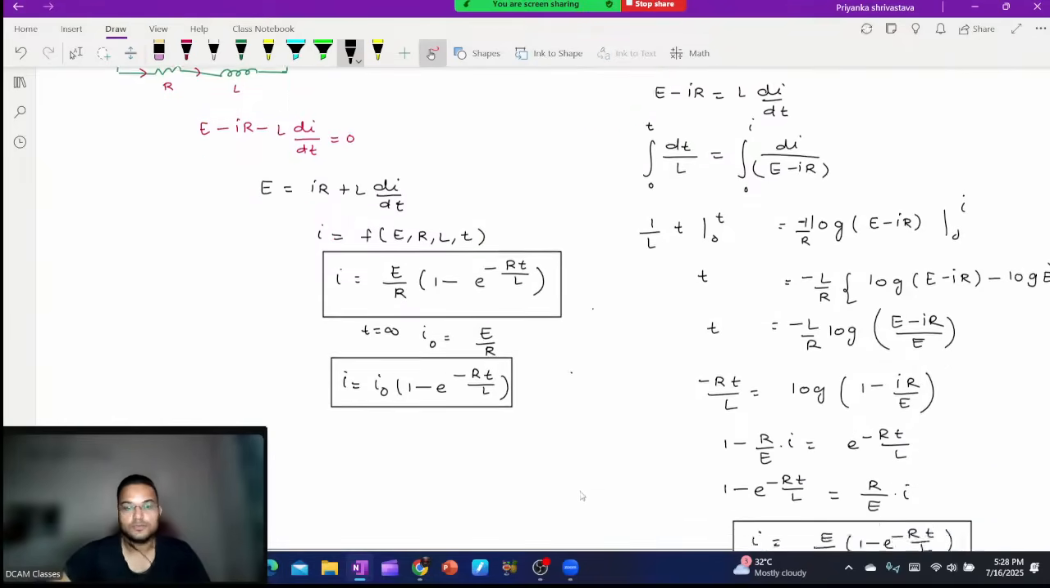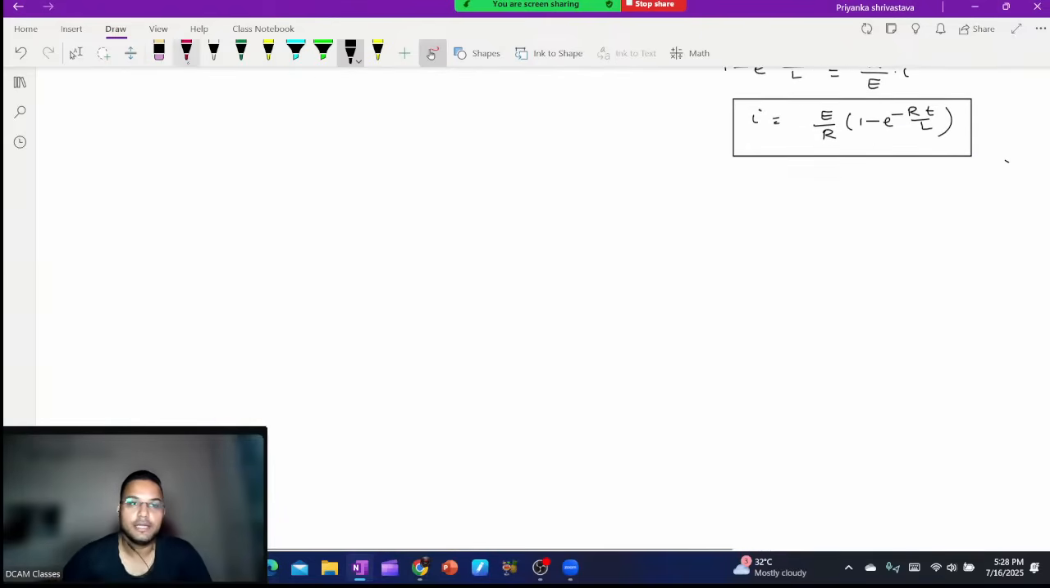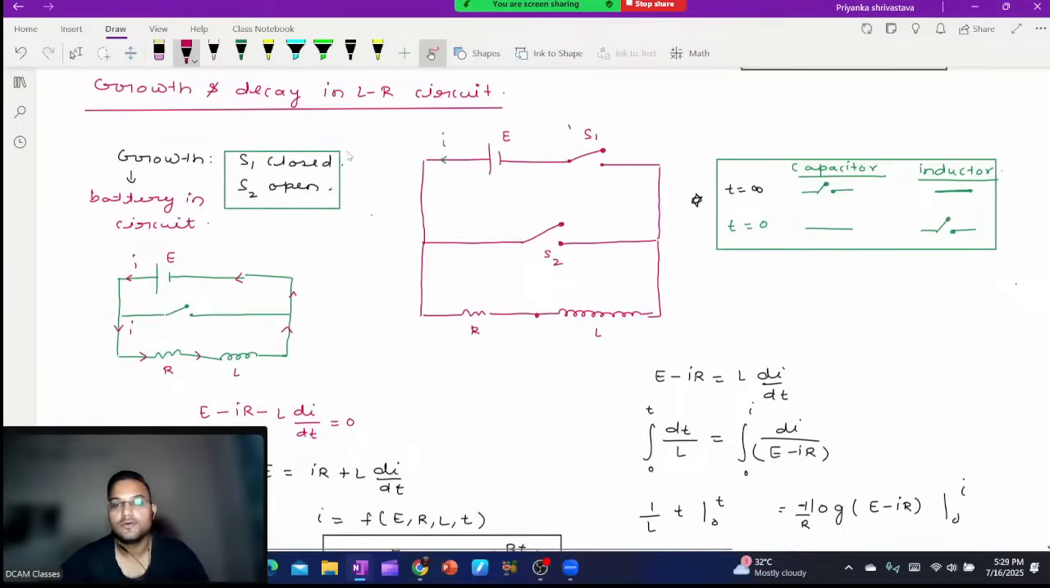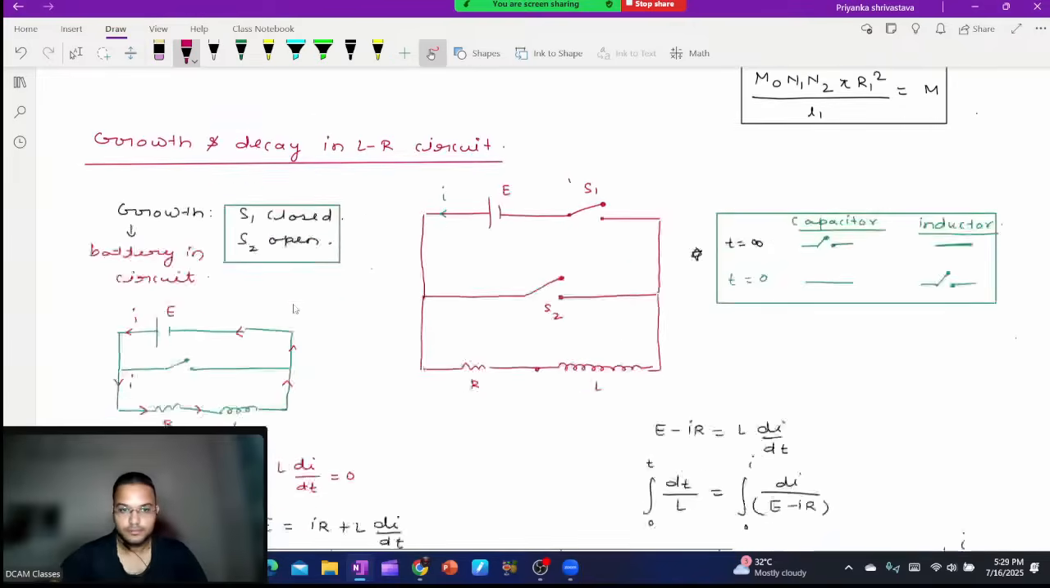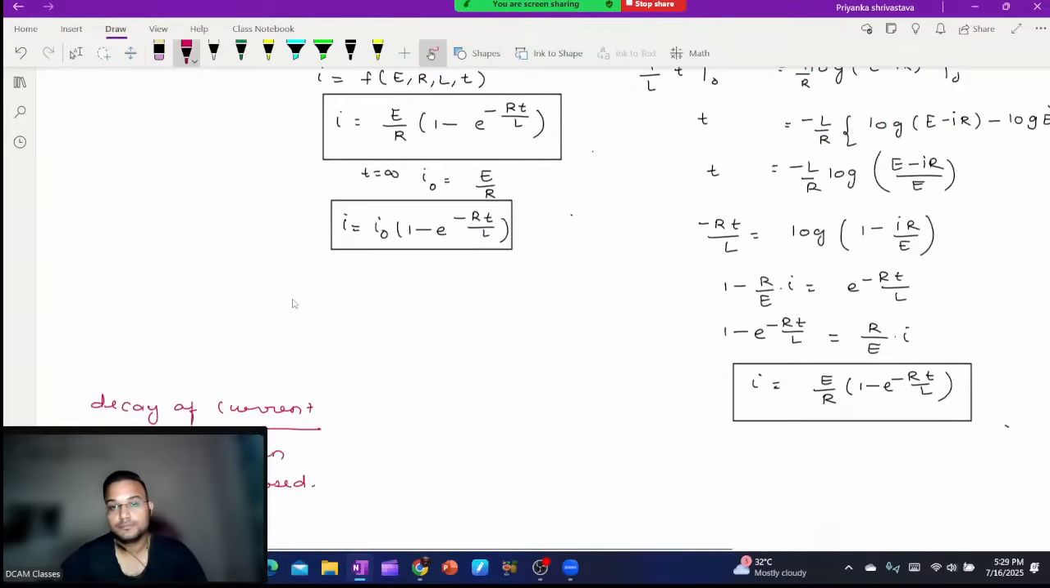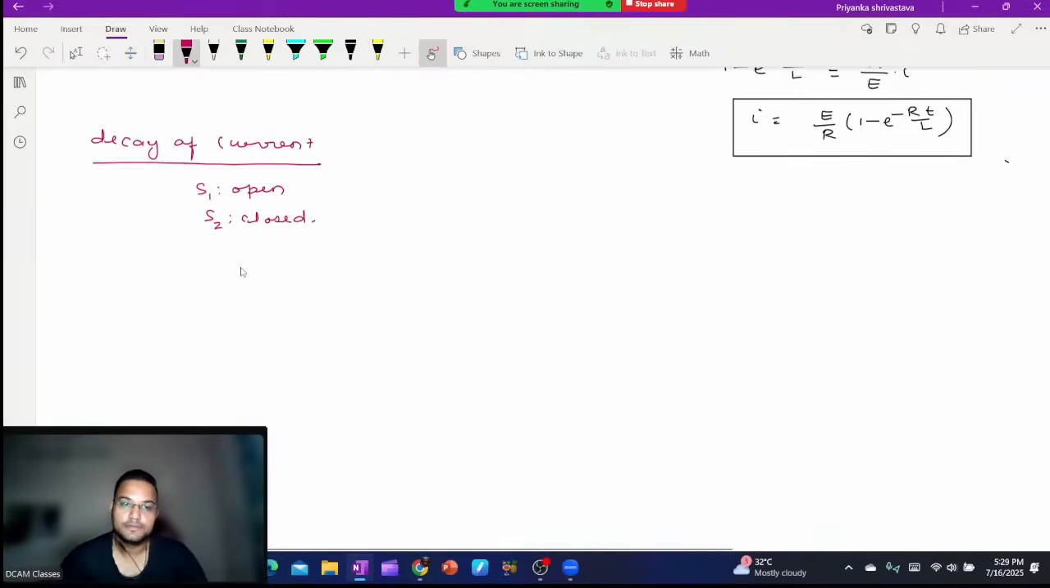Now, can you form a similar equation for decay of current? What is the meaning? The circuit will be like this. In that particular case, we have the original one we had. In this case, S1 will be open and S2 will be closed. So the circuit will become like this.